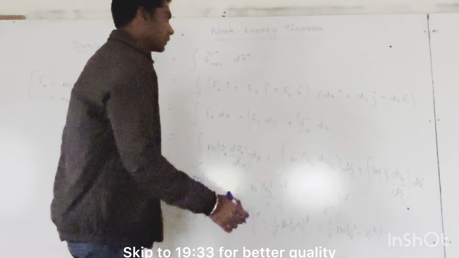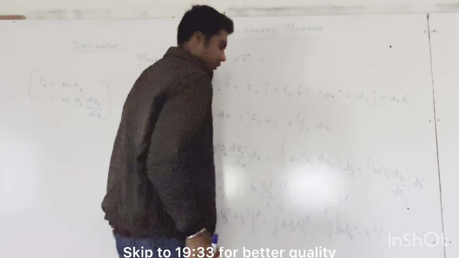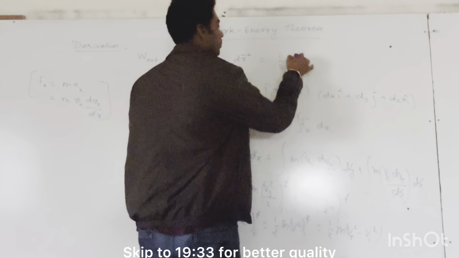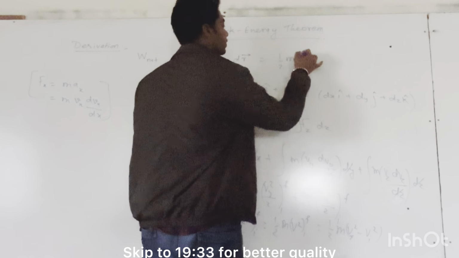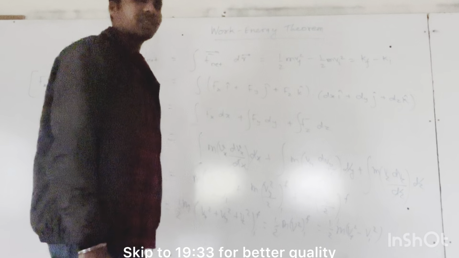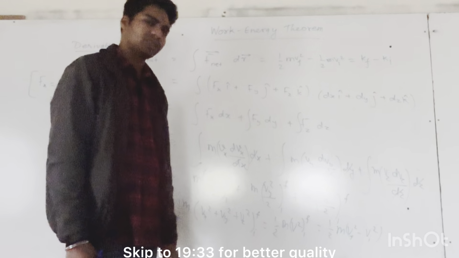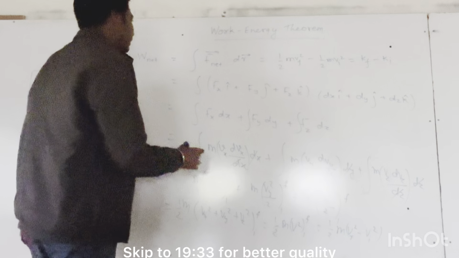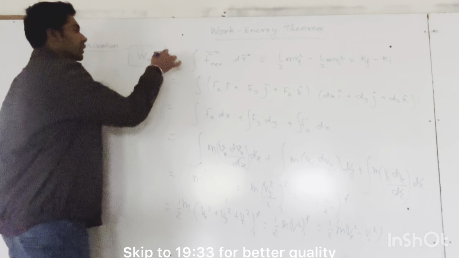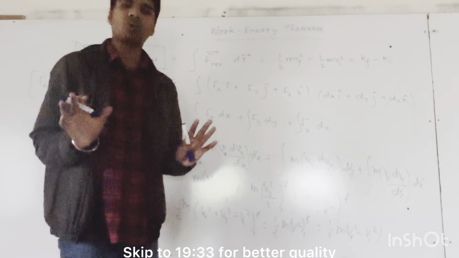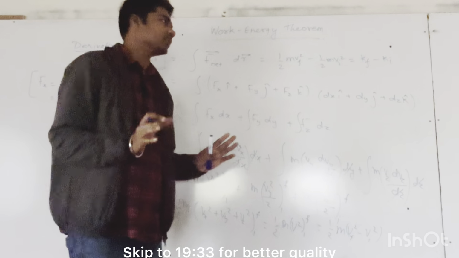This will finally result into an expression like half m v final square minus half m v initial square, which is nothing but K final minus K initial. So this is your statement of work energy theorem, that the work done by net force, or sum of all the work done by all the forces, will result into a total change in kinetic energy, K final minus K initial.